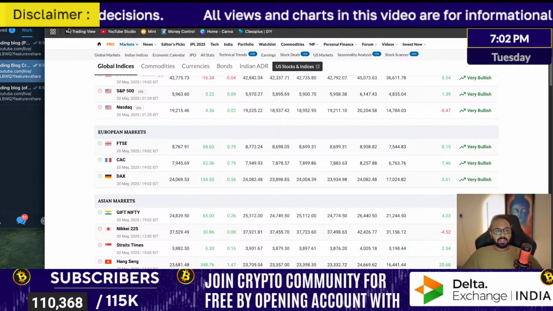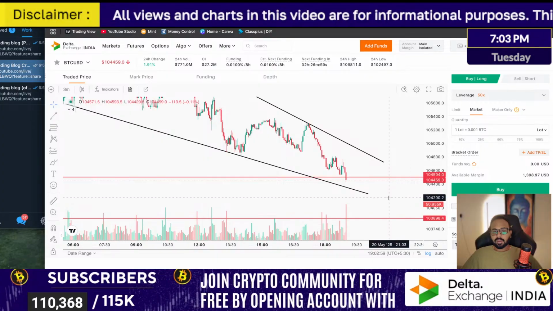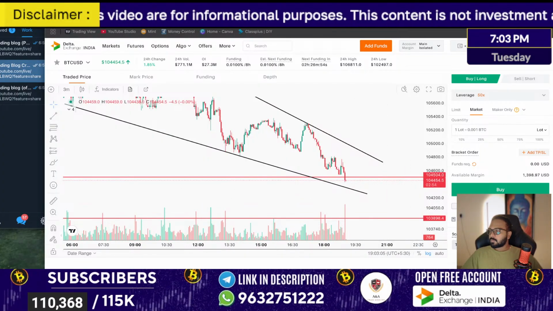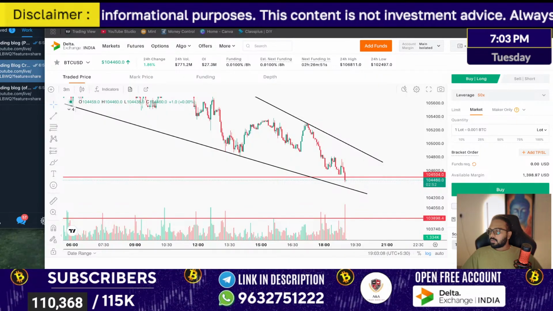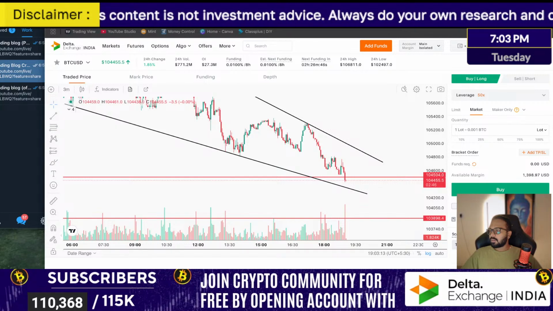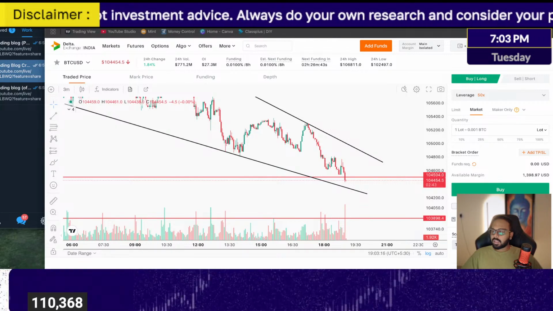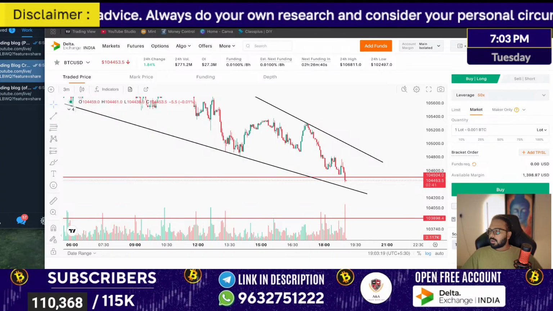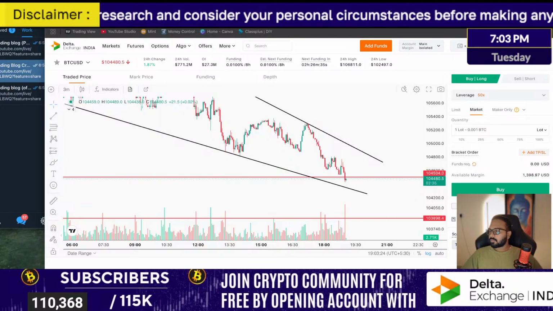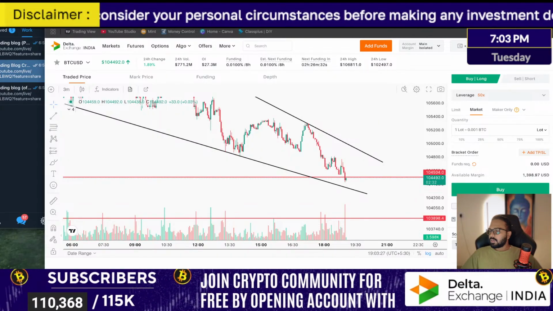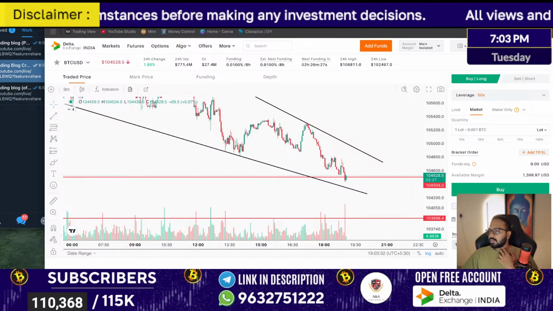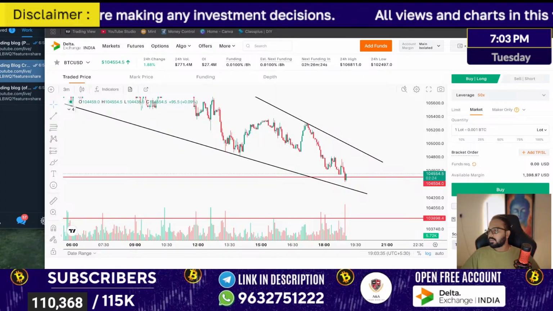Nasdaq, S&P 500, nothing as of now. S&P 500 is indicating that it's going to open with a slight gap down. Nasdaq as well. Dow Jones, forget about Dow Jones. Dow Jones is fine. Nasdaq, S&P 500.